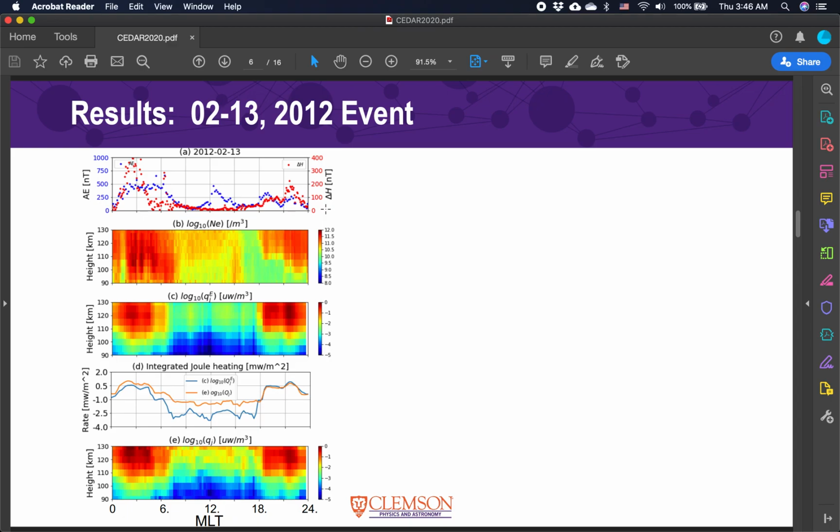The integrated Joule heating terms can give us a net result, while the height-resolved information will give us the vertical distribution of the Joule heating. From the third and bottom panels, we see that enhancement of Joule heating appears mainly at about 100 kilometers in the evening and post-midnight sector, and about 110 kilometers during the daytime.